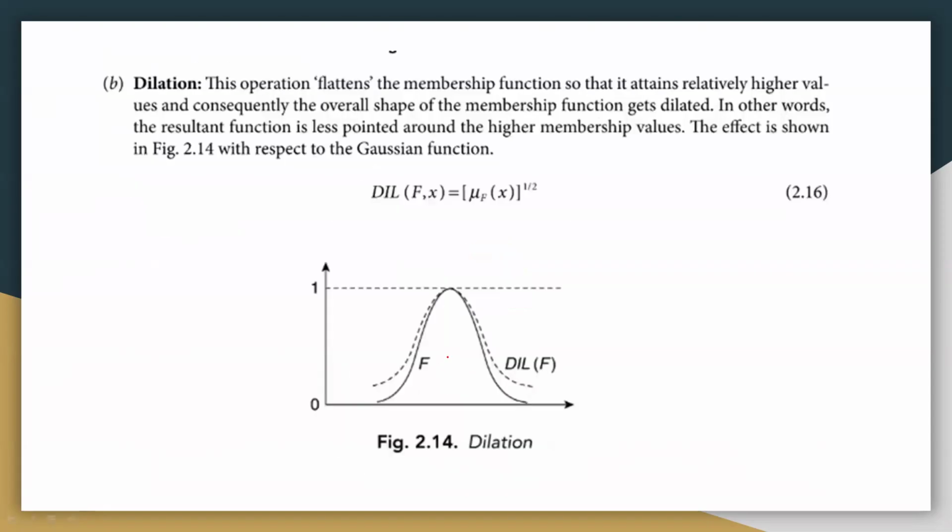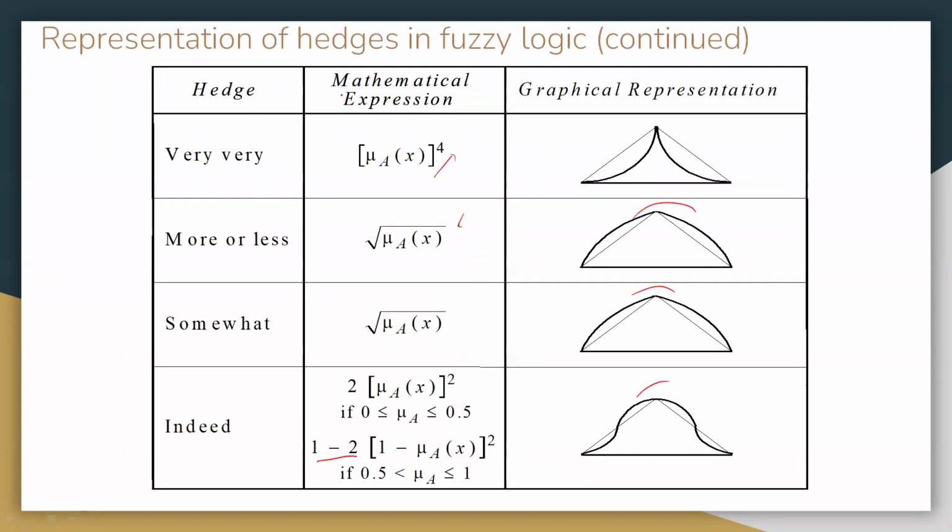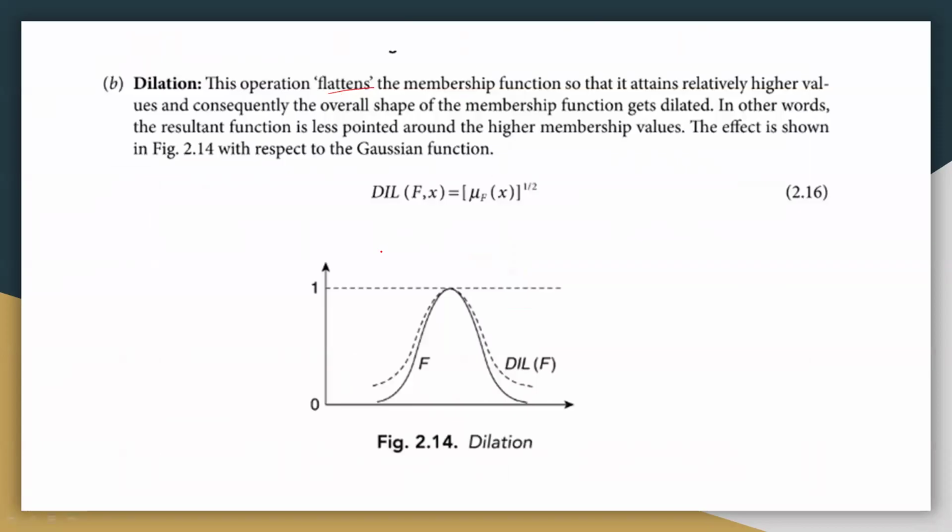Now dilation. This operation flattens. You can see the operation is what we saw in the previous examples of dilation. This one actually flattens the membership function so that it attains relatively higher values. And what happens is the overall shape of the membership function gets dilated. So after dilation, it is actually flattening.